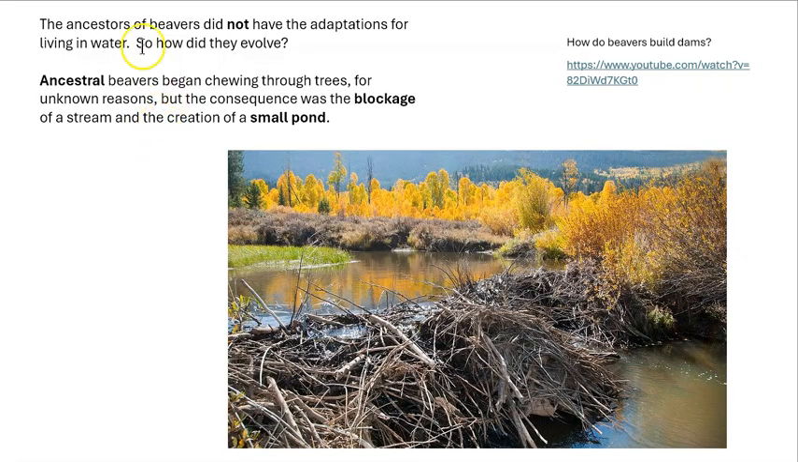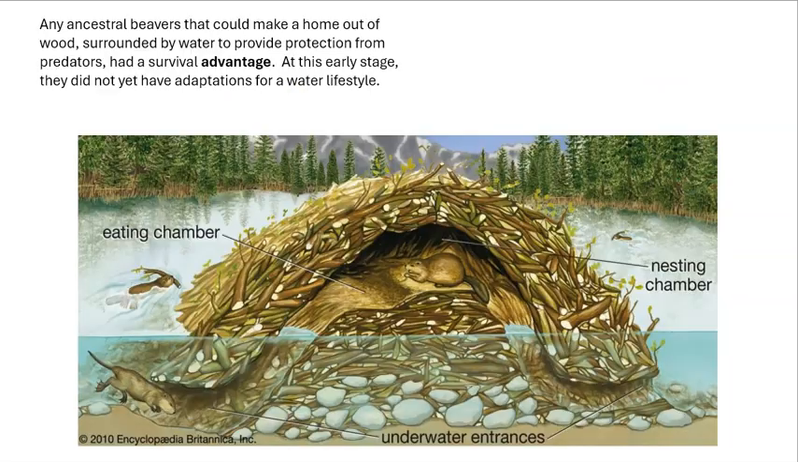Now, the ancestors of beavers did not have the adaptations for living in water. So how did they evolve? Well, ancestral beavers began chewing through trees for unknown reasons, but the consequence was the blockage of a stream and the creation of a small pond. Any ancestral beavers that could make a home out of wood surrounded by water to provide protection from predators had a survival advantage. At this early stage, they did not yet have adaptations for a water lifestyle.